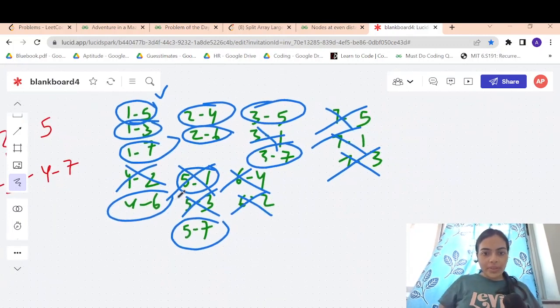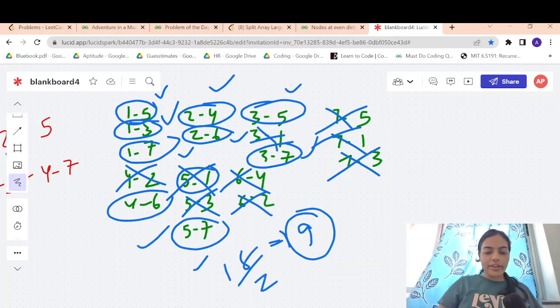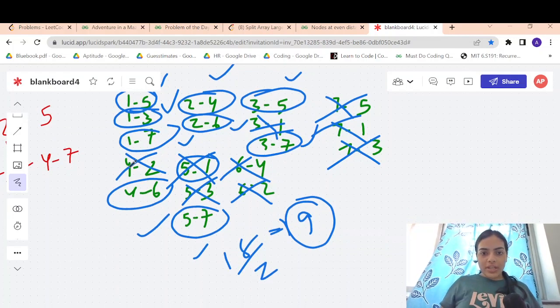So actually what is the answer? There are only 9 such pairs, right? 1, 2, 3, 4, 5, 6, 7, 8, 9. So 18 by 2 is 9. So actually we just have 9 such pairs of nodes which have even distances between them.